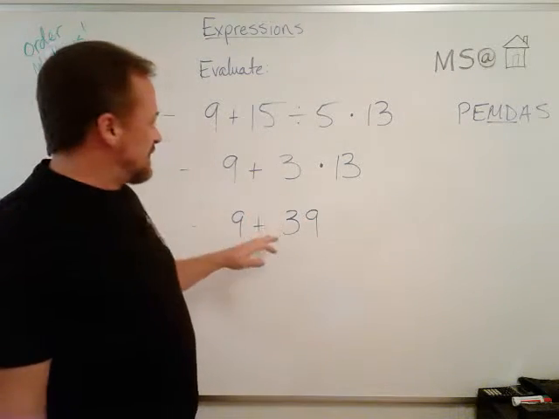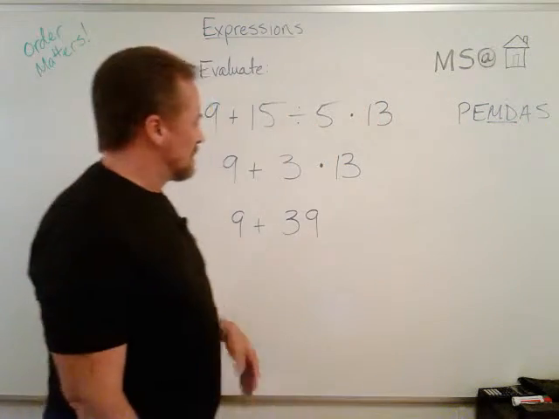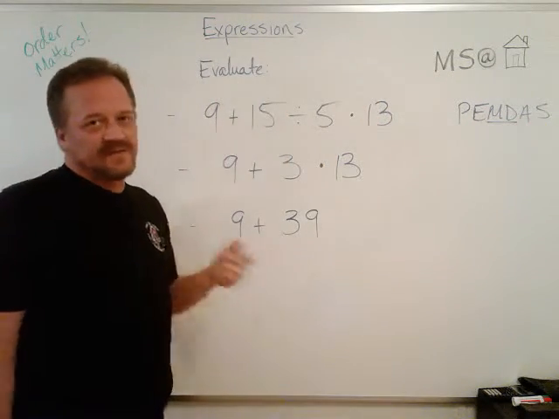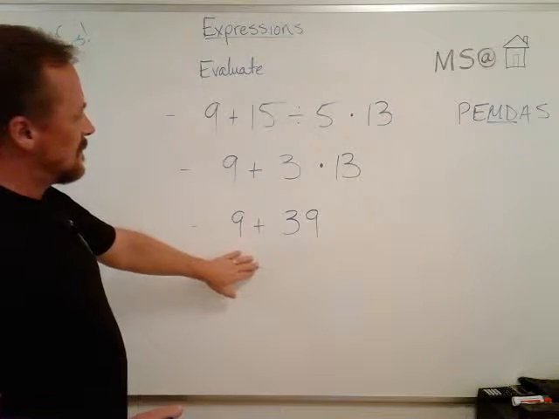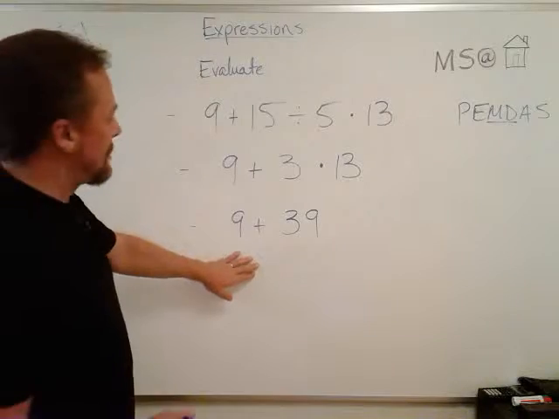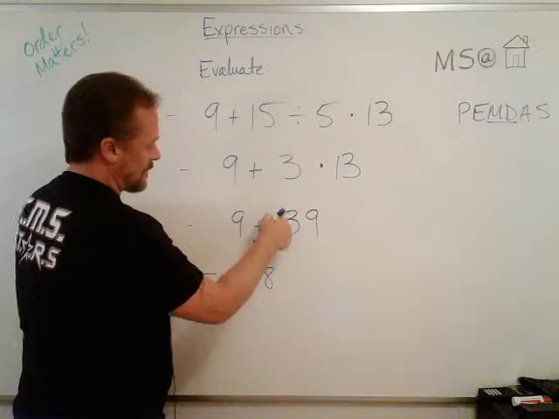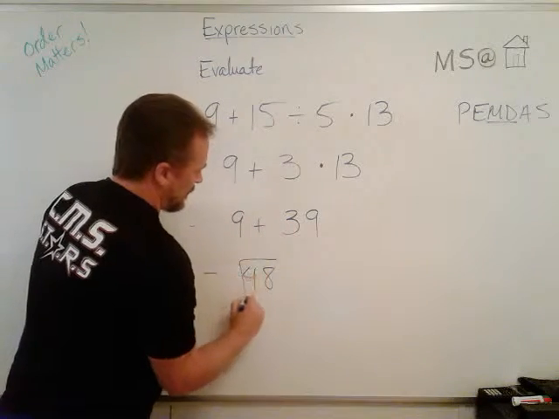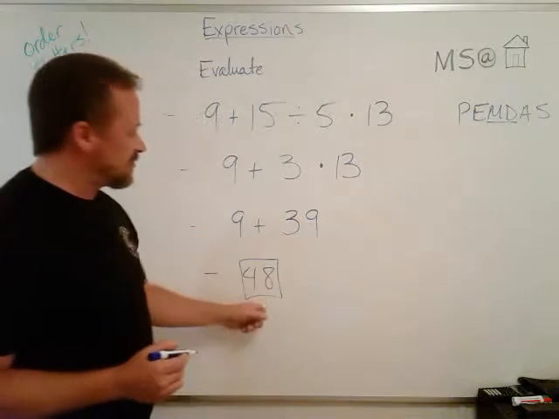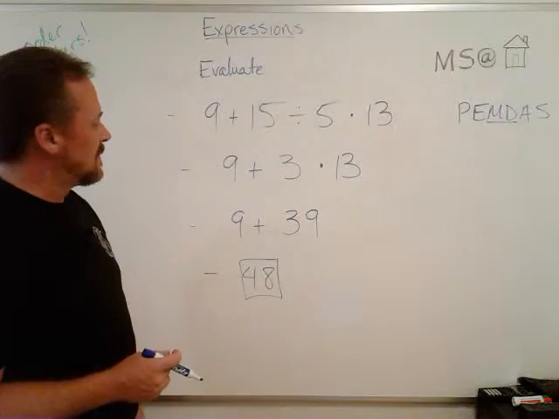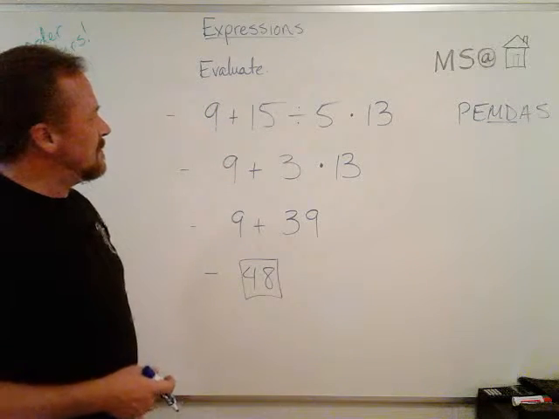Any more multiplication or division? Nah. So now we move on to addition and subtraction. I can see here that I only have addition, so there's only one more step, okay? 9 plus 39? 9 plus 9 is 18. Carry a 1 here, so that's 48. And the value of this numerical expression should be 48. Okay? Assuming I followed the right order, and I'm pretty sure I did.